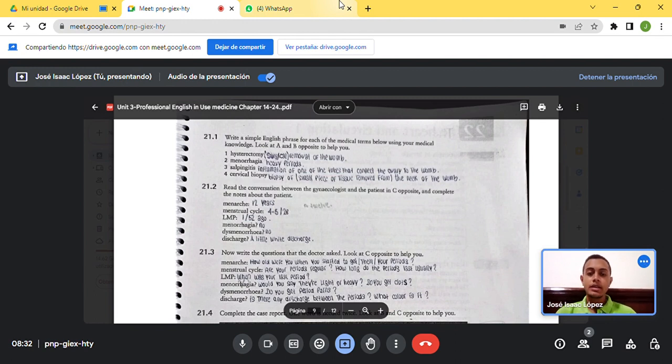Number 1 is hysterectomy. Eso es histerectomía, una histerectomía. That means in English, surgical removal of the womb. O sea, una cirugía donde se remueve, donde se hace una extirpación de la matriz. Surgical removal of the womb. Extirpación de la matriz. Next is menorrhea.